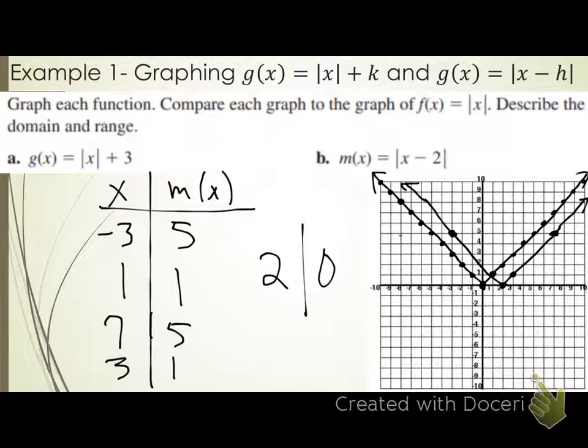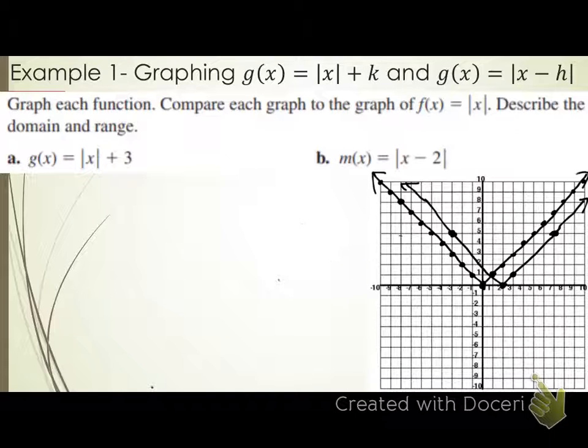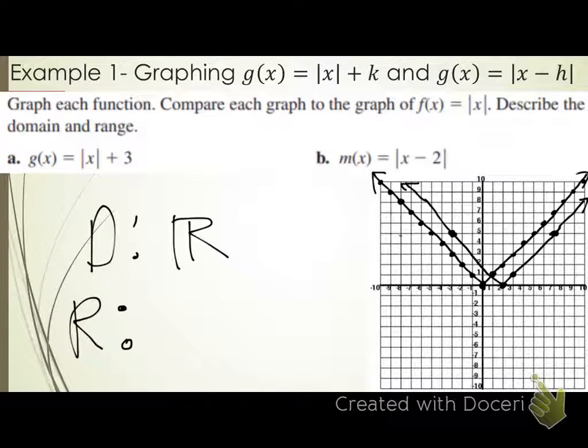Okay, so let's describe my domain and range here. What's my domain? All real numbers. Once again, there's no stopping point to the left or to the right. Get your heads up. It's going to hit all my x values. So that's why it's all real numbers. What's my range? Y is greater than or equal to 0. The lowest it's going to go is that 0 value, and it's going to go up to positive infinity. So my domain and range are the same as my parent function.